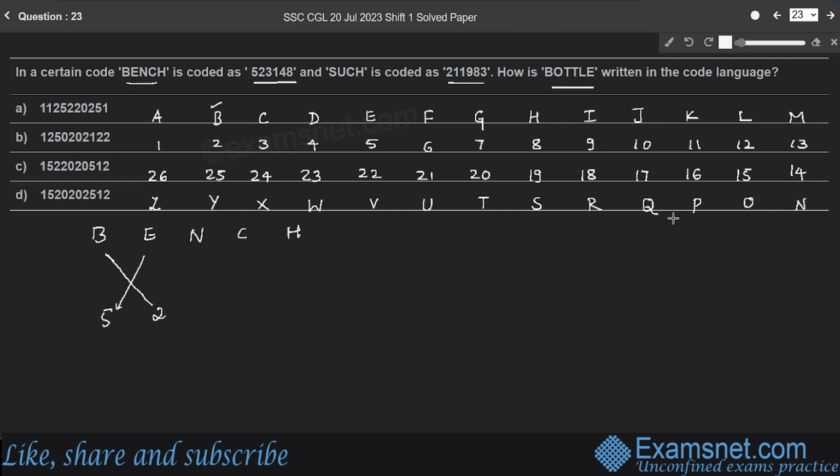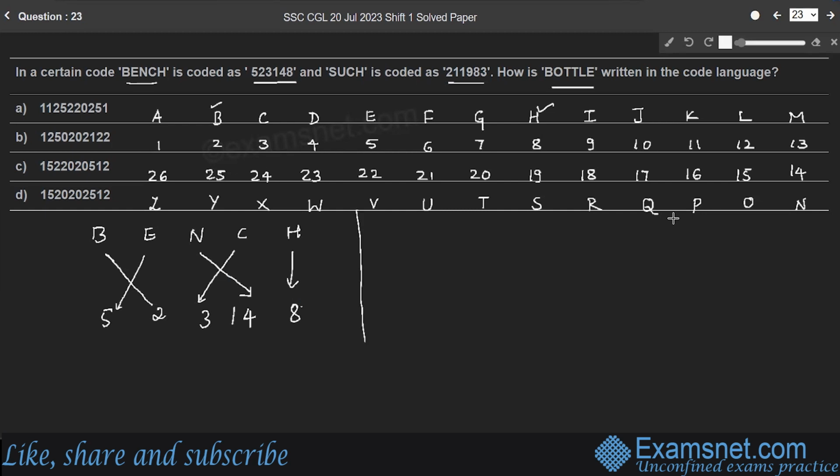Interchange their positions, right? Now consider the third and fourth letters, N and C. Interchange their codes, right? The code of N is 14, the code of C is 3, right? Whereas H is coded as, the positional value of H is 8. So the last letter will be coded directly, in its own place.